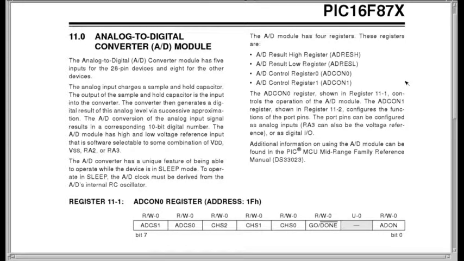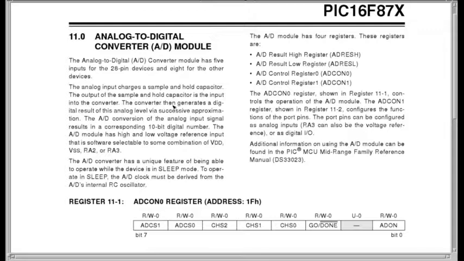Okay, let's take a look at the data sheet that covers our analog to digital converter. We've got 5 inputs for our 16F876 because it's a 28 pin device. We're only going to be using one input. The analog input charges a sample and hold capacitor. The output of that goes to the converter.